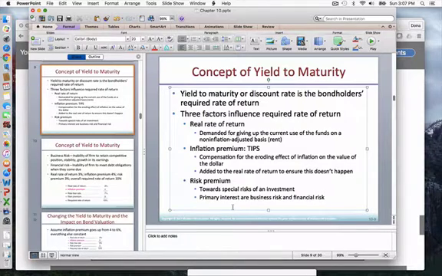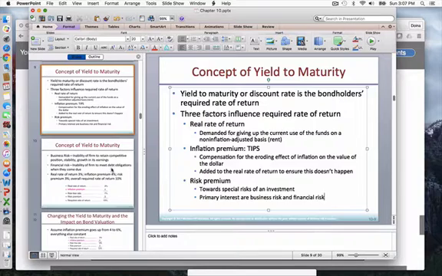Now we have another factor that influences yield to maturity, which is risk premium. How much do investors require as a risk premium percentage to be covered for possible risk when it comes to receiving their money back? Because the bonds can also be issued by corporations, and sometimes, if the level of risk is higher, investors might require more return for risk premium.